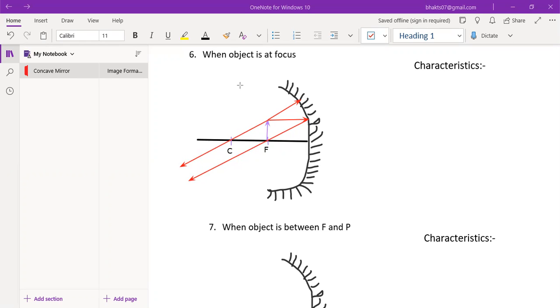So it will move backwards. So here, as you can see, no exact image is being formed over here. What we can conclude from this is that when the object is at focus, that is F point, the image is formed at infinity. Let us write the characteristics of the image so formed. It is real, inverted, and highly magnified.